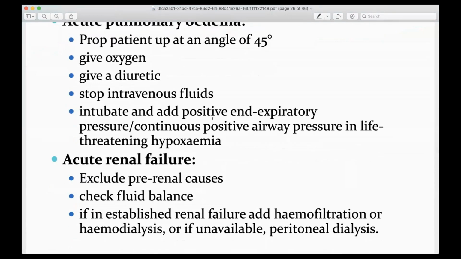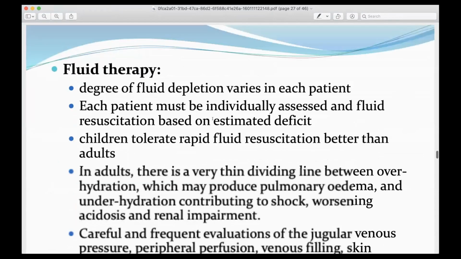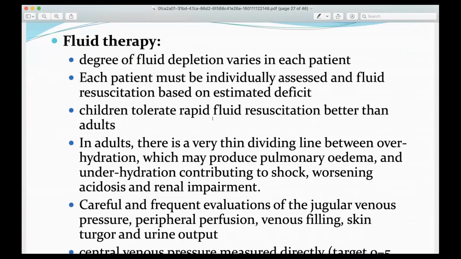If there is a renal failure, then you have to give supportive treatment. If the patient is anuric, you go for dialysis. So malaria is not a very simple disease. So remember that you have to do everything according to patient requirement.